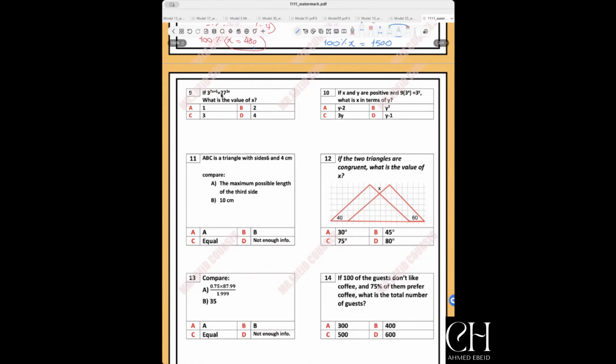If 3 power 7x plus 6 equals 27 raised to the power of 3x, what is the value of x? In this question, we will write 27 in terms of 3. So we have on the left-hand side 3 power 7x plus 6, which equals 3 power 3, since you know that 27 is 3 power 3, all to the power of 3x. If you have two exponents like this, you can multiply them together. So write down the same left-hand side, 3 power 7x plus 6, which equals 3 power 3 times 3x, which equals 9x.